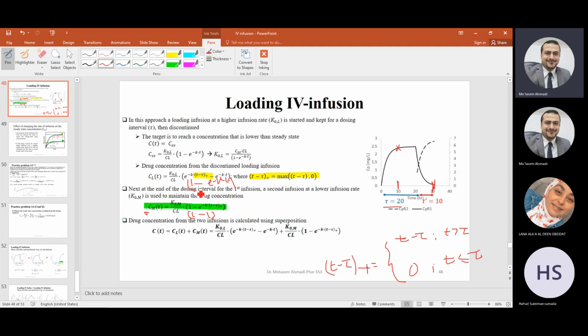Continuous IV infusion, right? So we saw that these equations work whether the time is less than tau, equal to tau, or larger than tau. But what's the problem with these equations? They only apply when you give a loading IV infusion, you stop it, and then you immediately start the maintaining one. But what about this scenario here?